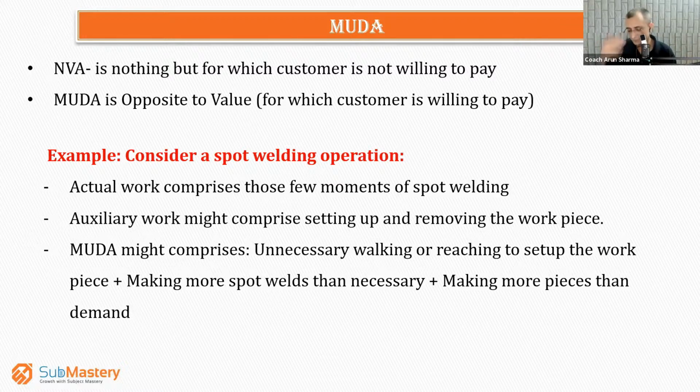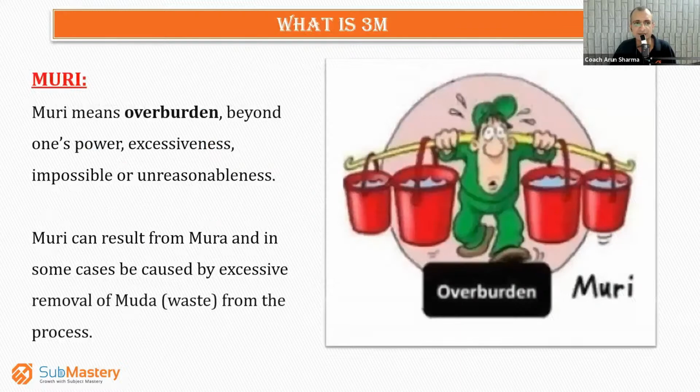But let us first see the different muda, like 3M. When you say 3M, 1M stands for muda. Then there is one more M that many members might not be aware of, which stands for muri. Muda is different, and there are 7 different types of muda or wastage. And then there is muri.